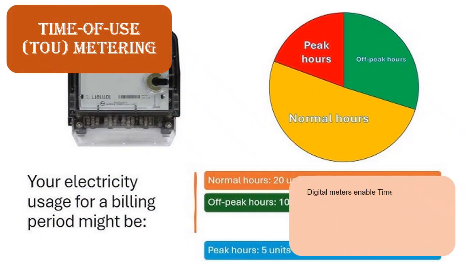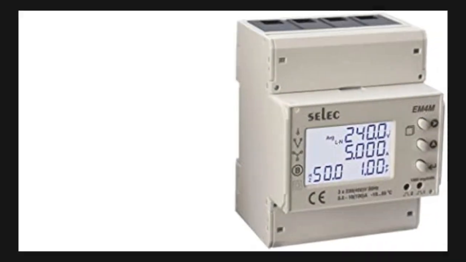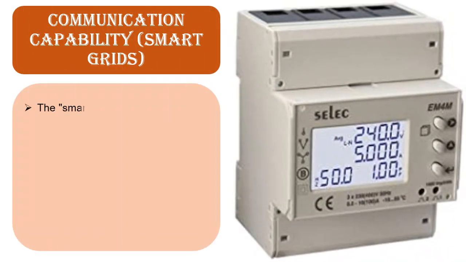Time of use, TOU, metering. Digital meters enable time of use, TOU, metering, allowing utilities to charge different rates for electricity based on the time of day, e.g., higher rates during peak evening hours, lower rates overnight. The meter tracks and records consumption separately for each time segment.